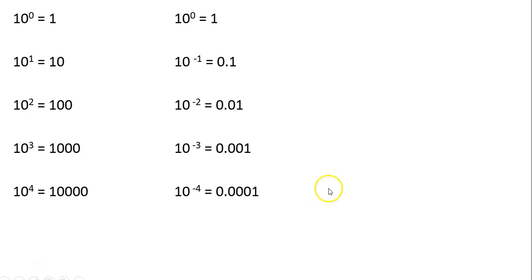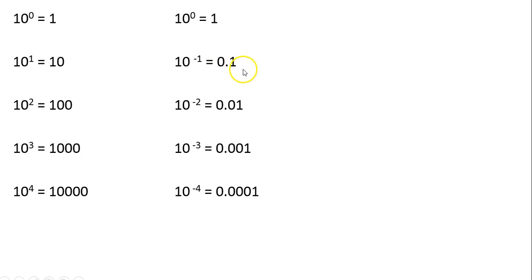As you can see, 10 to the power of 0 is 1. Anything to the power of 0 is 1. 10 to the power of 1 is 10, so anything to the power of 1 is itself. As you increase the powers of 10, you simply increase the number of zeros. If you have a positive power of 10, that number is the number of zeros. So 10 to the power of 1 is 10, which is 1 and a 0. 10 to the power of 2 is 100, so 2 zeros. 10 to the power of 3 is 1,000, so 3, and 10 to the power of 4 is 10,000, so 4 zeros.